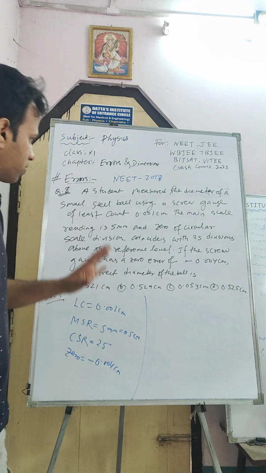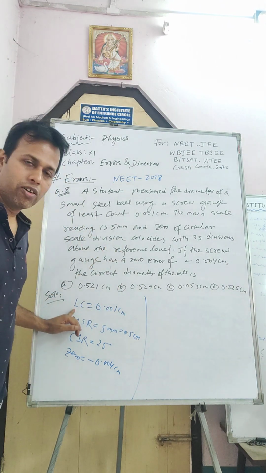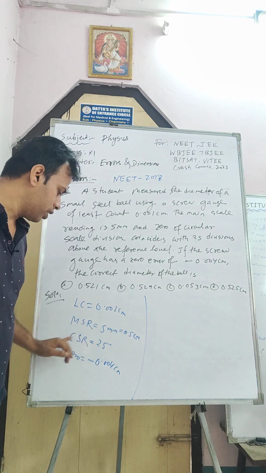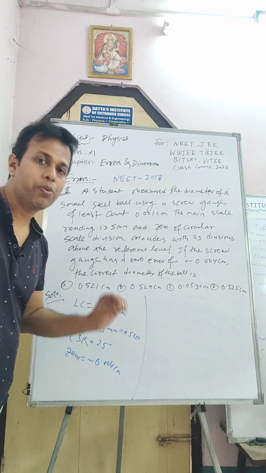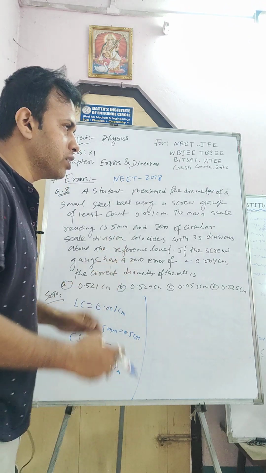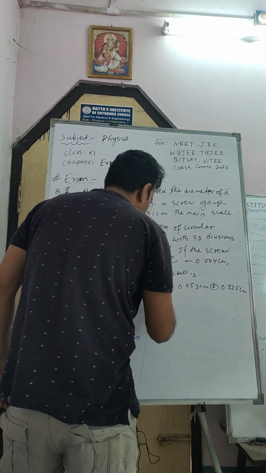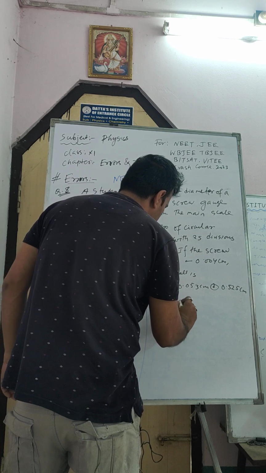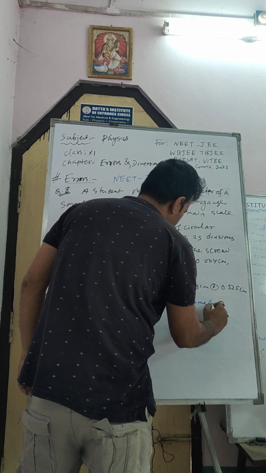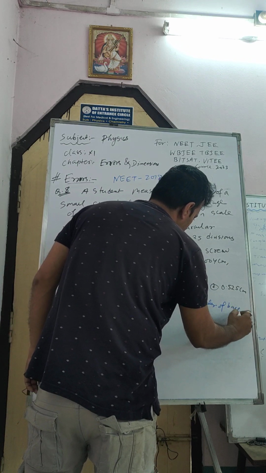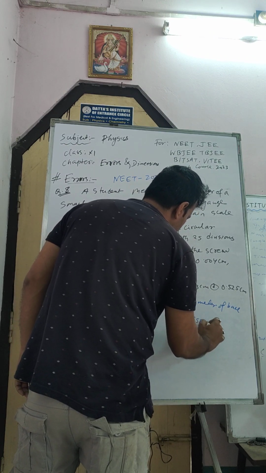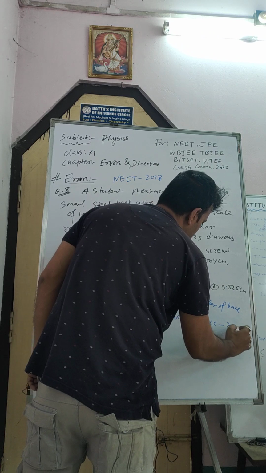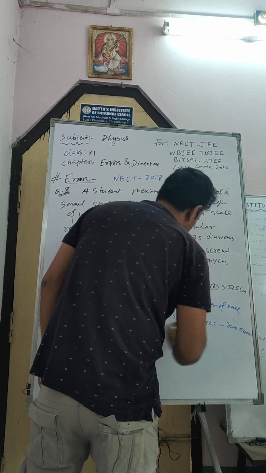Again I am explaining here. Least count is given, MSR is given, CSR is given, zero error is given. So we have to find out the correct diameter by using the screw gauge. There is a formula you have to remember: the correct diameter of the ball is equal to MSR plus CSR into LC minus zero error.